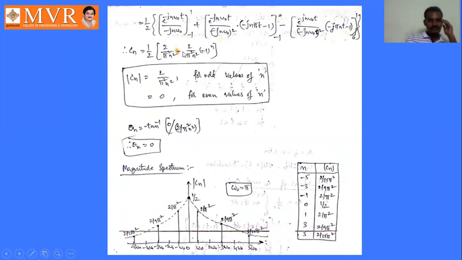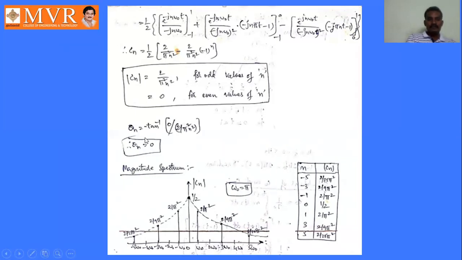So this minus this is 0. 0 into 1/2, that is 0 for even values of n. And if n is odd, then (-1) to the power 1 is minus 1. So this and this will be added. So 4/(π²n²). This will become 2/(π²n²) for odd values of n.